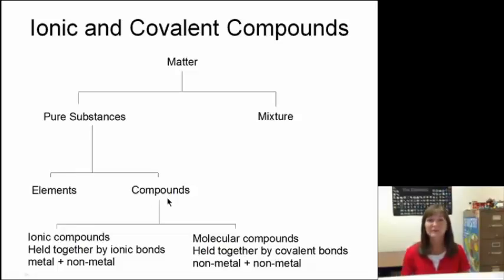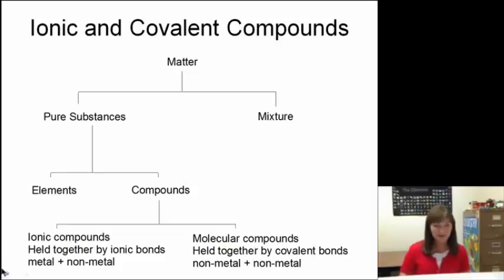And this is where our flow chart had stopped previously, but we're going to take it one step further today and talk about how compounds are either broken up into ionic compounds or molecular compounds. Another word for molecular compound is covalent compounds. So we'll talk about that more in part B of the videos.